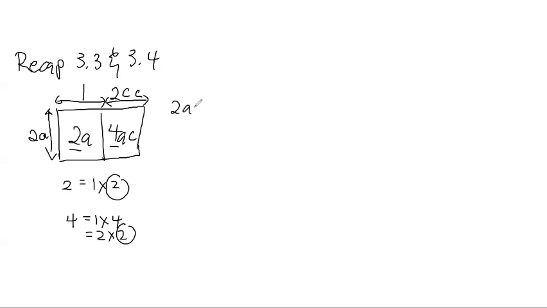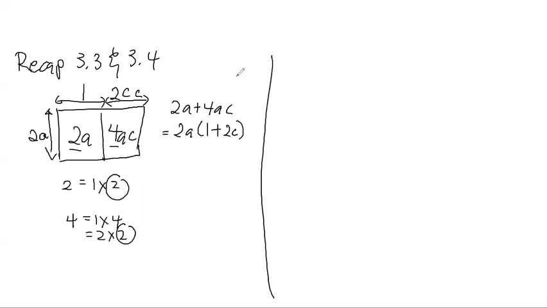It means that if this is the question, my final answer will be 2A bracket 1 plus 2C. So that is the basic part. Here now we have the 3.4 part, which is something a little bit more complicated.